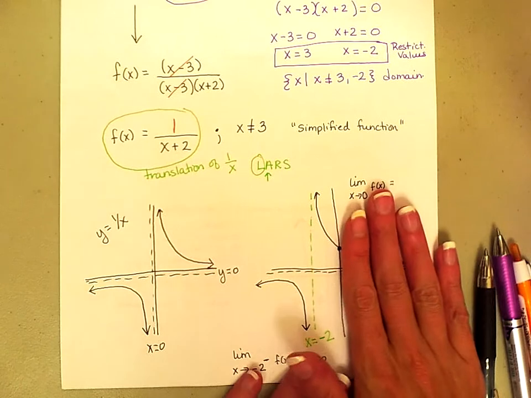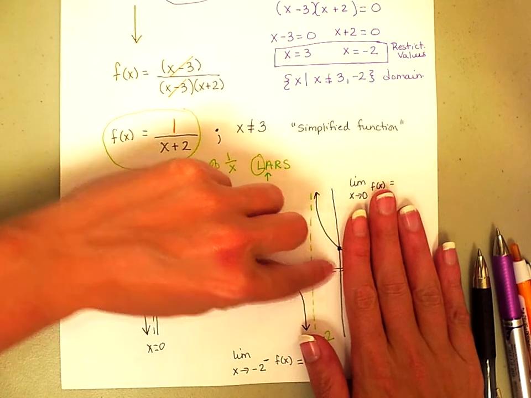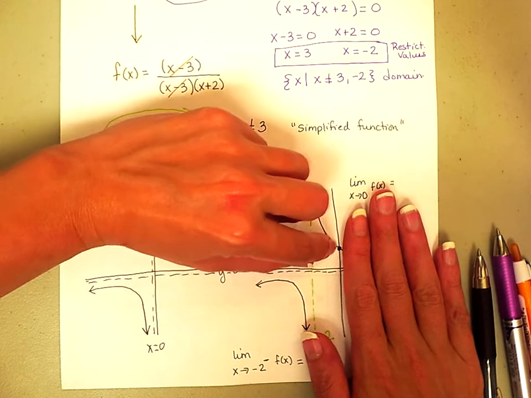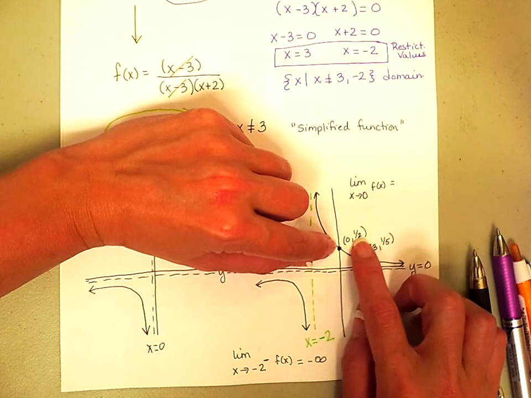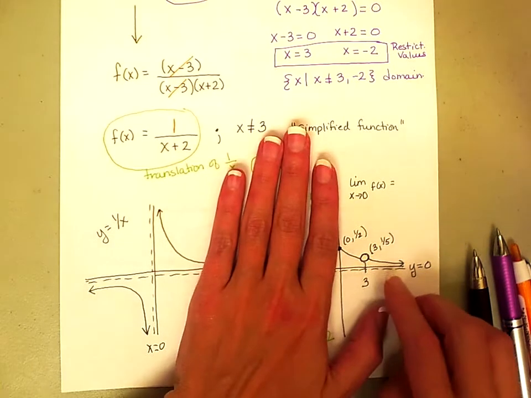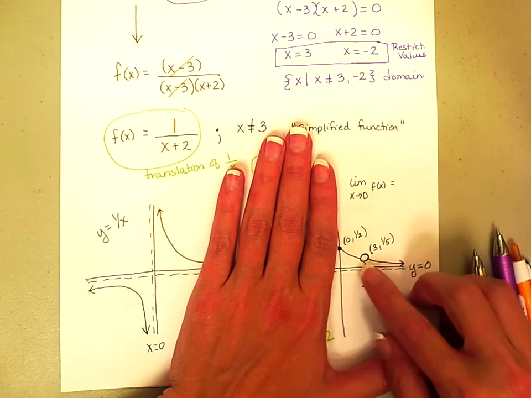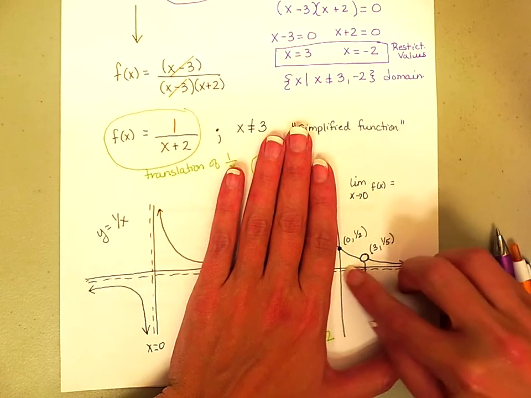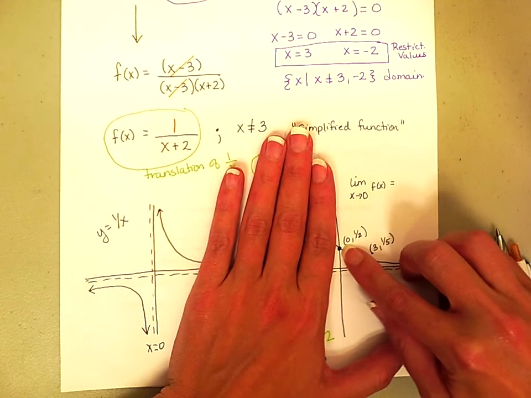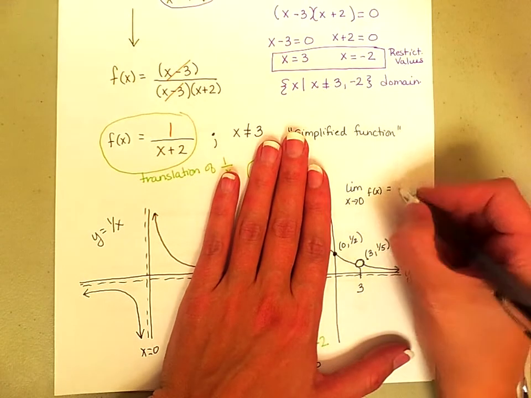So let's just look at the one-sided limits. As x goes to 0 from the left, the function approaches a value of 1/2. Hence we have the point 0, 1/2. And the same thing, if we look in between this hole, as x goes to 0 from the right-hand side, the function is also approaching this value of 1/2.